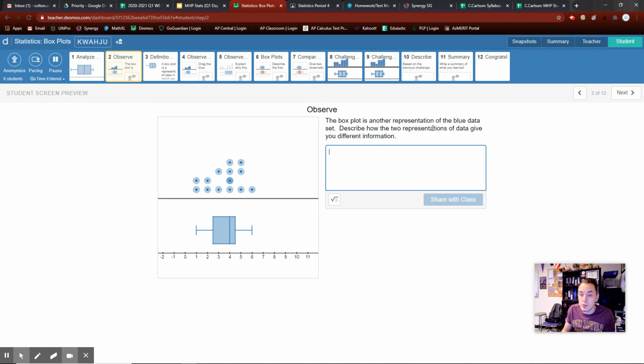So you're going to just describe how the two representations of data give you different information. This is a dot plot right here, but down below is a box plot, just a box and whisker graph. So how do the two data sets help you? How do they essentially give you the data? What if I wanted to move this all the way over here, or move this all the way over here? What happens? How do they relate to each other? That's what I want you to write here. I do go through these, so this is worth a grade, so try your best to use the best possible phraseology you can to write what you need to write there.